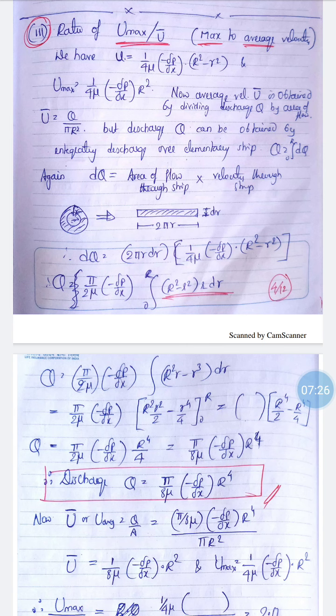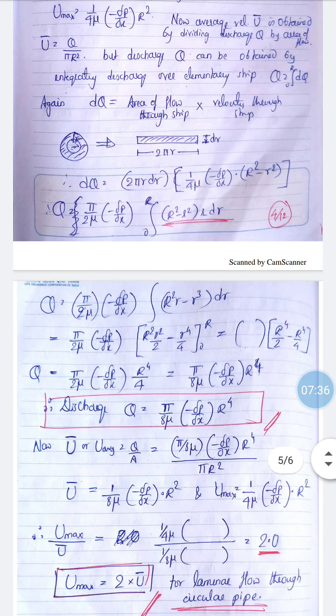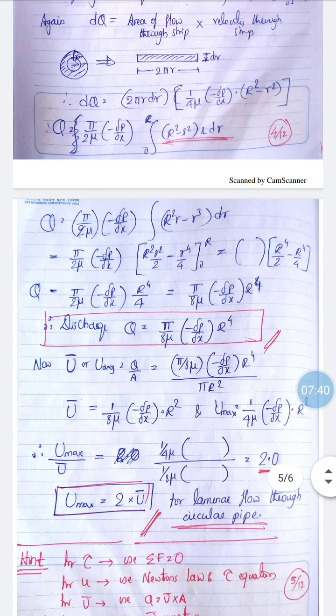So dQ is 2 pi r dr into the velocity at small radius r, which is already derived, that is 1 by 4 mu into minus dou p by dou x into (R square minus r square). So if you substitute these two equations, simplify and integrate, you are going to get Q as pi by 8 mu into minus delta p by delta x into R raised to 4. So you have to carefully derive this by simplifying all the terms.